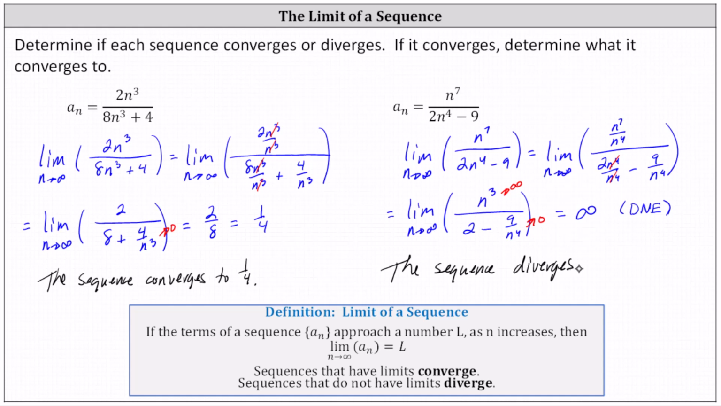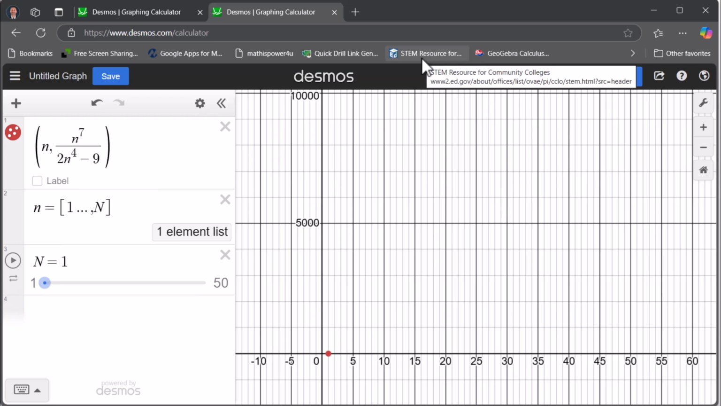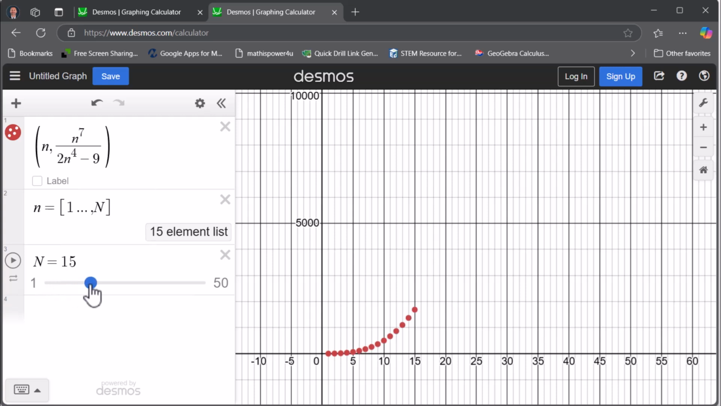More specifically, the terms in the sequence get larger and larger in the positive direction. Let's also look at this graphically. Once again, we'll plot points on the coordinate plane in the form of n, comma, a sub n, and we'll plot the first 50 points. And notice the y values quickly increase without bound, which is why the limit approached infinity and the sequence diverges.